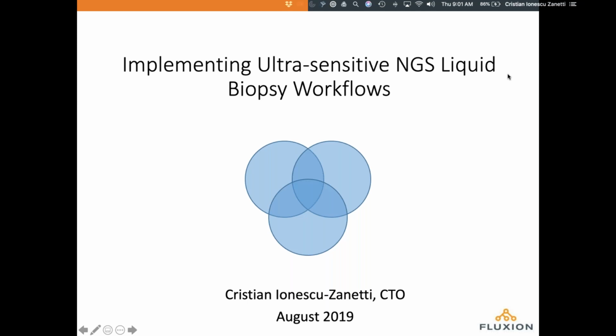Dr. Ionescu Zanetti is the Chief Technology Officer and co-founder of Flexion Biosciences. In this role, he is bringing discovery platforms from concept to product. Flexion's 3 technology platforms are used in a range of preclinical drug discovery, clinical research, and diagnostic applications. Christian received his PhD in biophysics from UC Santa Cruz. Today, his talk is implementing ultrasensitive liquid biopsy workflows.